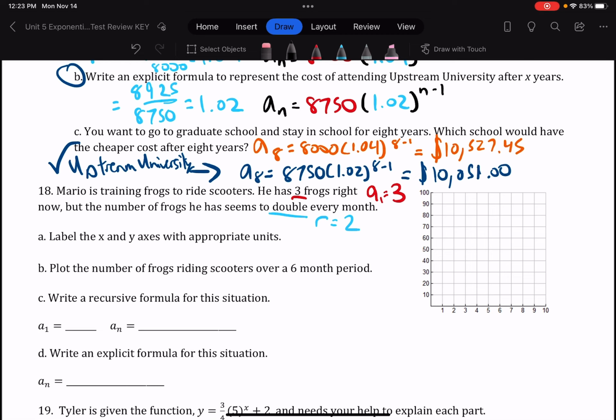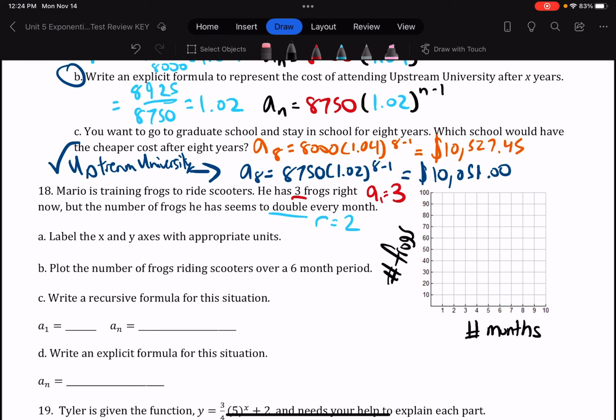Part A then asks me to label the X and Y axes with the appropriate units. Can we change time? Absolutely not. So that's going to be our dominant axis. That's going to be our domain, so that's our X axis. So we're going to have the number of months as our X axis, and then the number of frogs will be our Y axis.